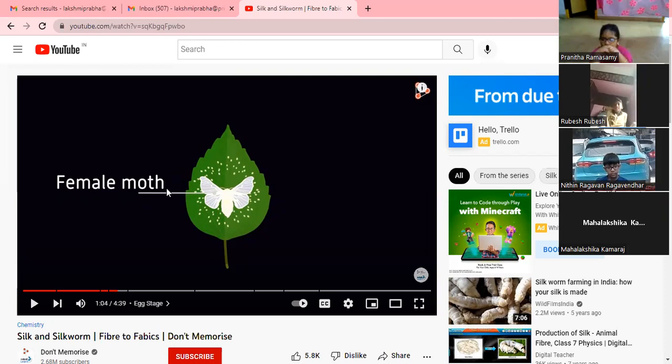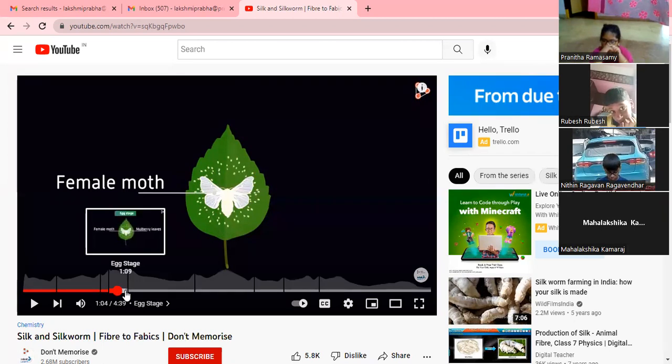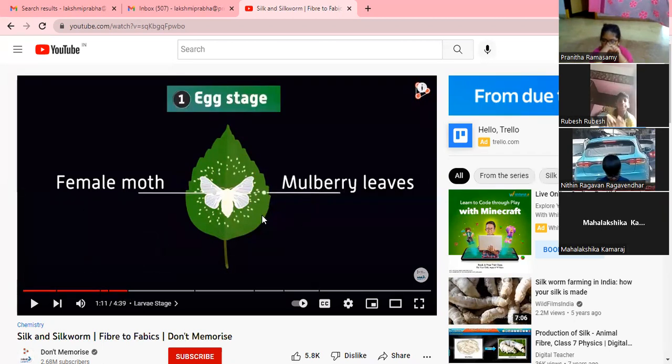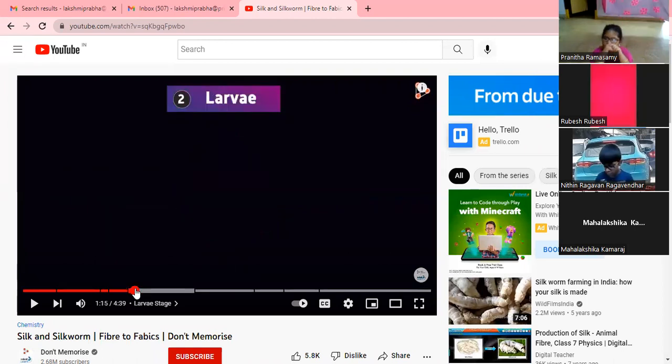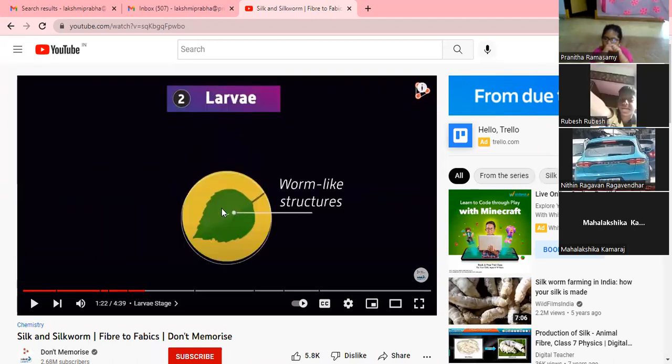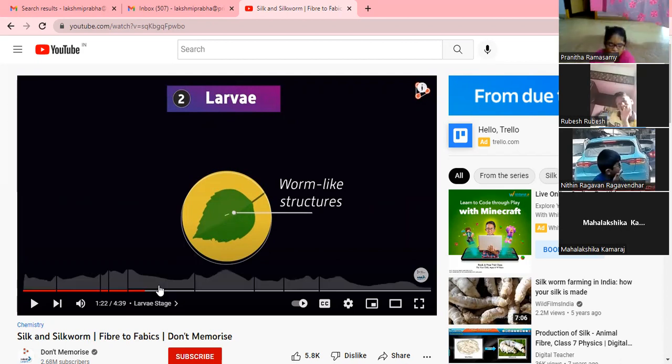So this female moth, what does it do? It is going to lay the egg on the mulberry leaves. Can you see these are all eggs? Okay. After that, the second stage, we call it a worm-like structure on the leaves. What do we call this worm-like structure? We call it larvae.